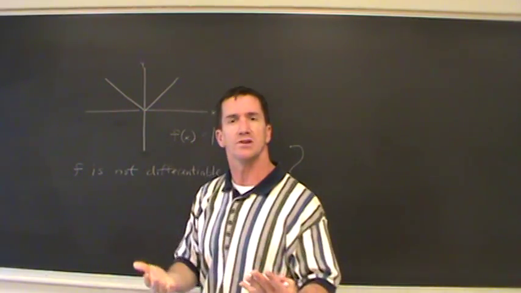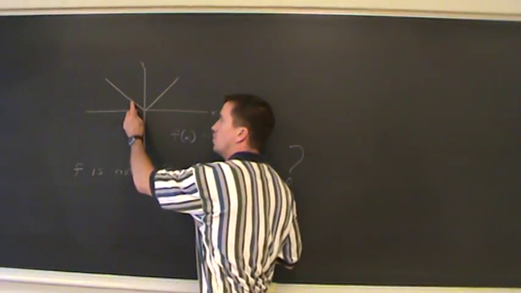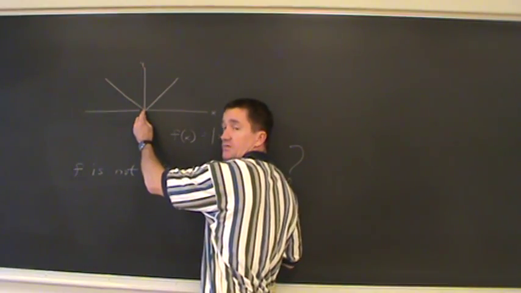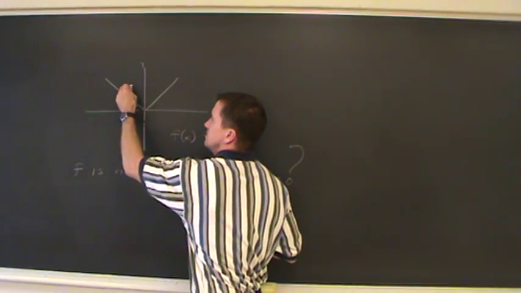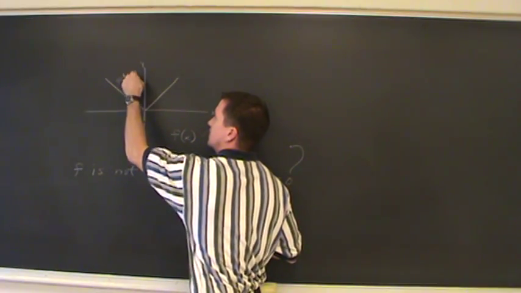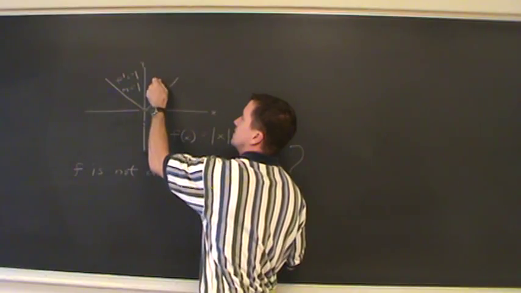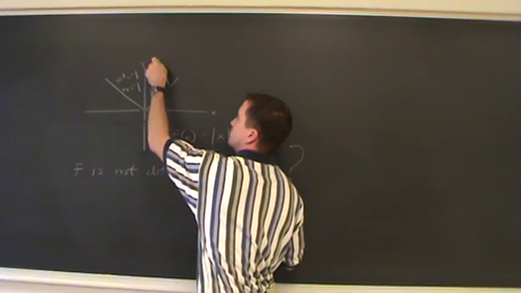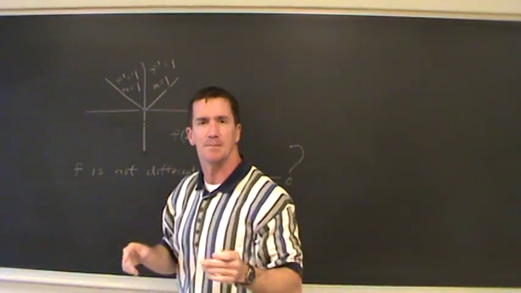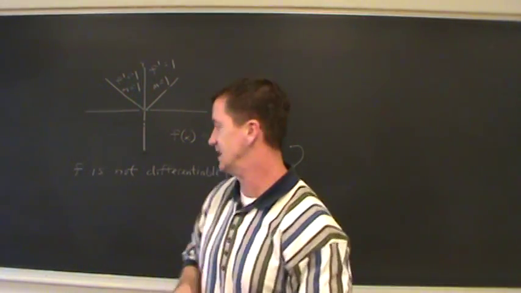Why? Because differentiability, derivatives deal with slope. Everyone, what's the slope of this line right here, coming in as you approach x equal to 0 from the left? The slope is -1. f prime is -1. What's the slope of this line as you approach 0 from the right side? The slope is 1, or f prime equals 1. These slopes, everyone, are not the same. Therefore, this function is not differentiable at x equal to 0.